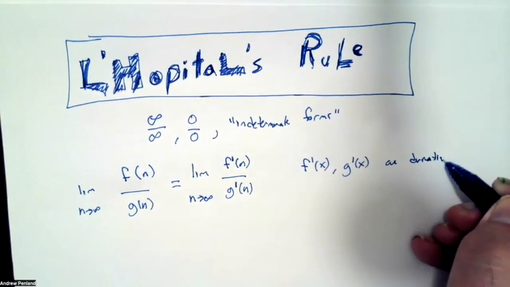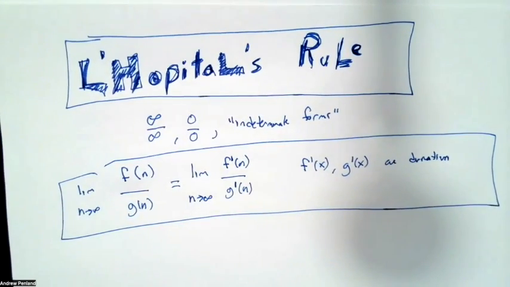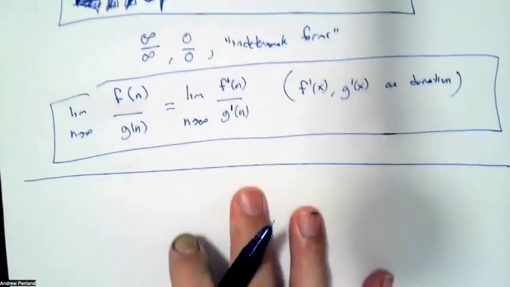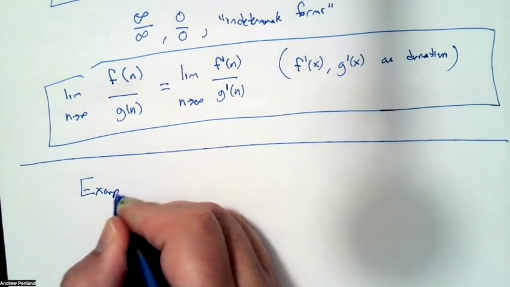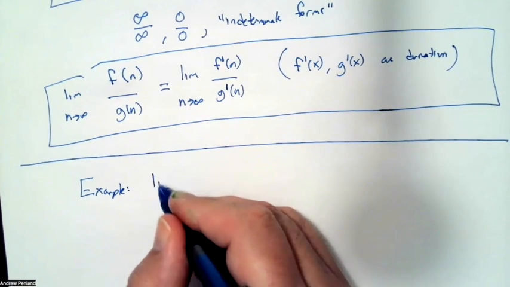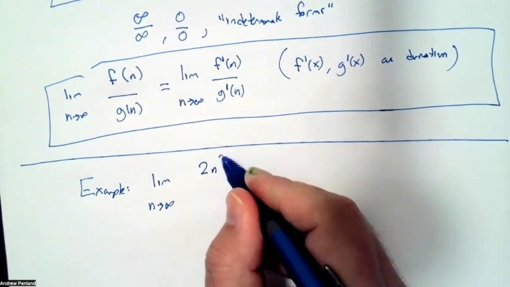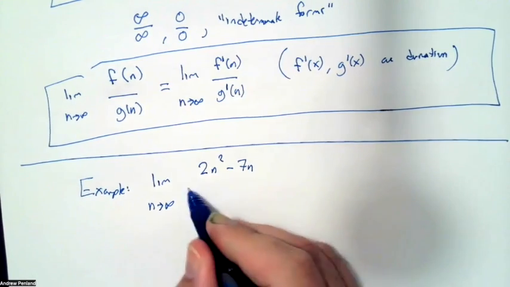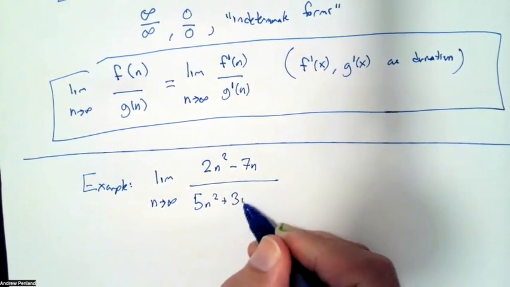So if you hit a limit as n approaches infinity calculation, and you can't do that calculation straight away, replace the top and bottom both with their derivatives, and it will give you the same answer. As an example of this, let's look at the limit as n approaches infinity of 2n squared minus 7n all over 5n squared plus 3n plus 2.